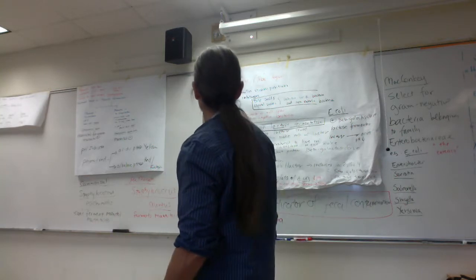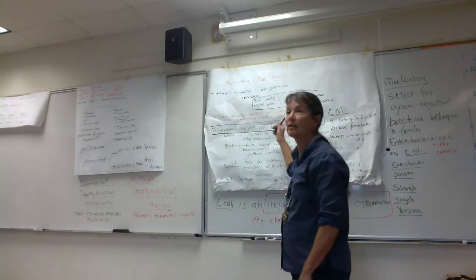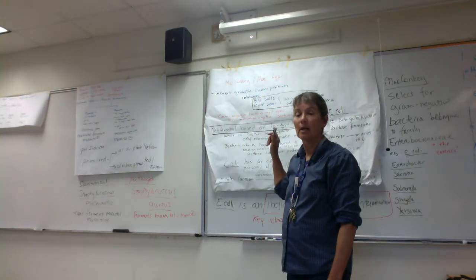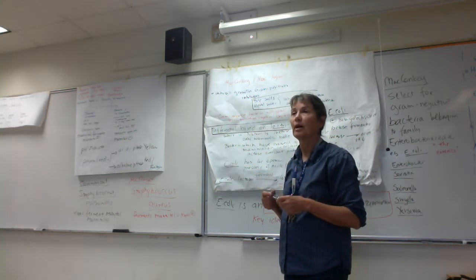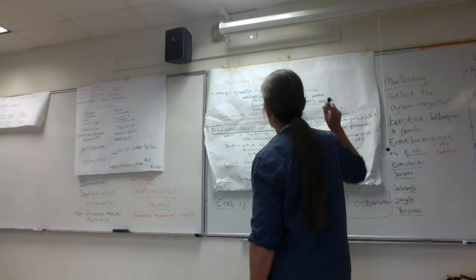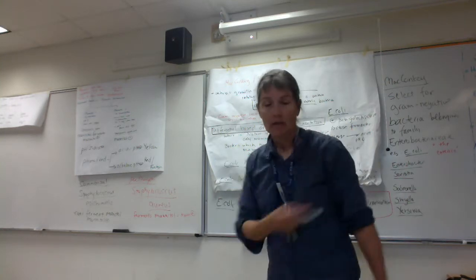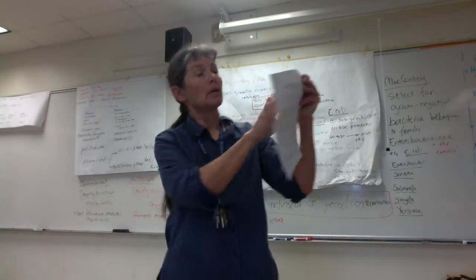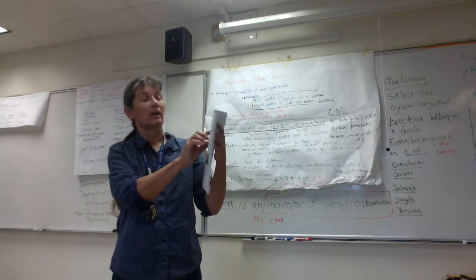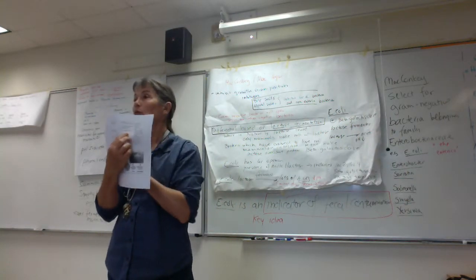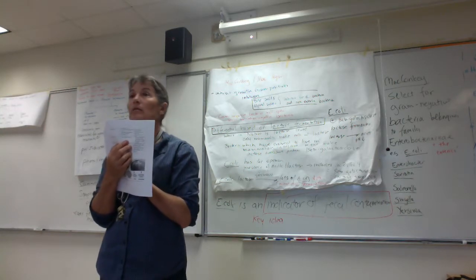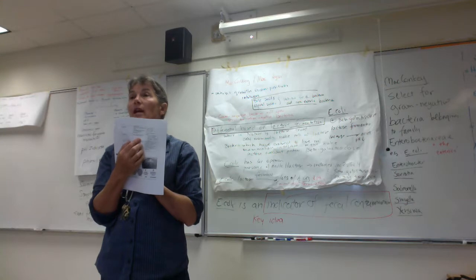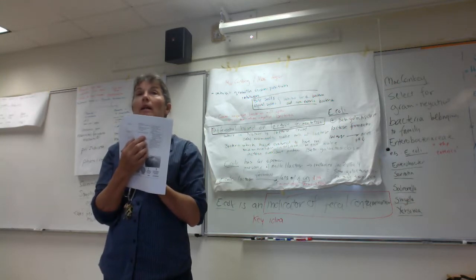Now, how the heck are we gonna do that? Well, we know we only have lactose as the only sugar in MacConkey's, so we need to have something that will tell us whether acids are produced or not. And in our MacConkey's media, folks, the pH indicator is called neutral red. And neutral red is going to turn pink or red at acidic pH, and it will be colorless at alkaline pH, okay?